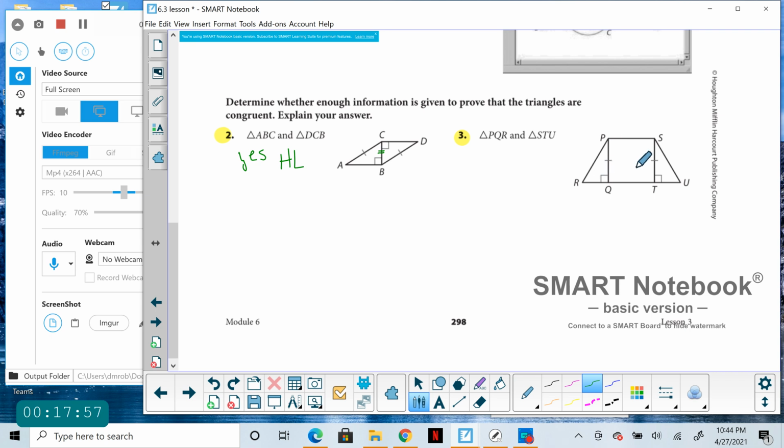PQR and STU. This one doesn't have enough information. So we have a pair of legs congruent, and we know that's a right triangle, but we would need PR to be congruent to SU in order to prove this one. And so we don't have enough information.